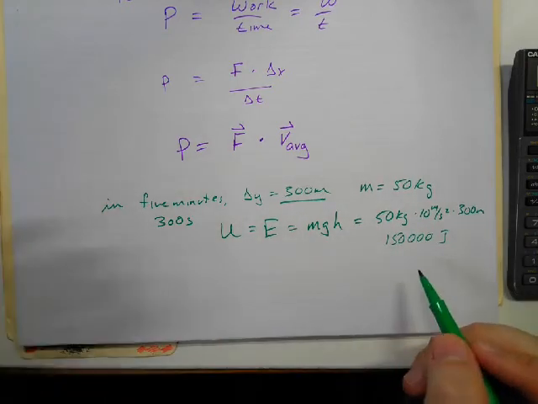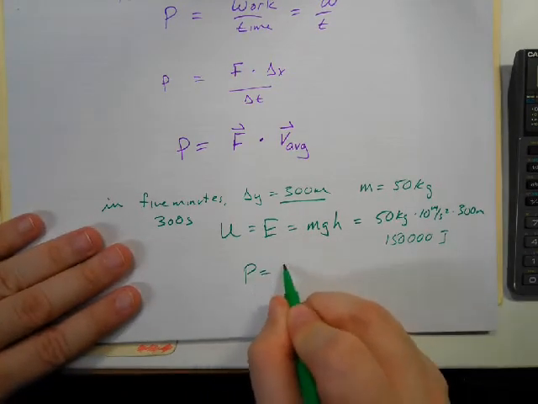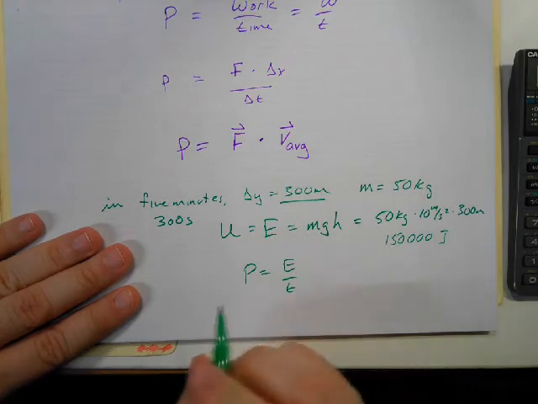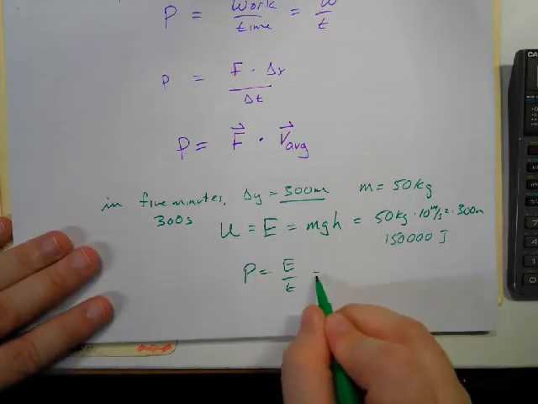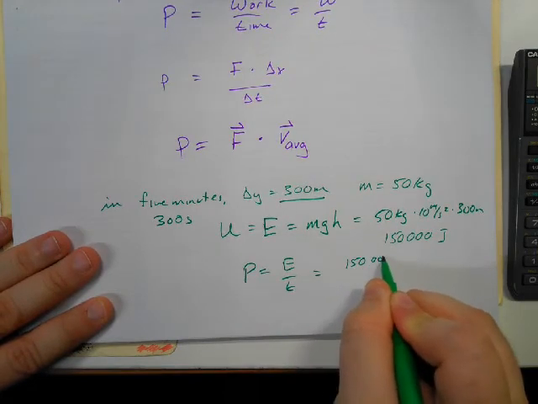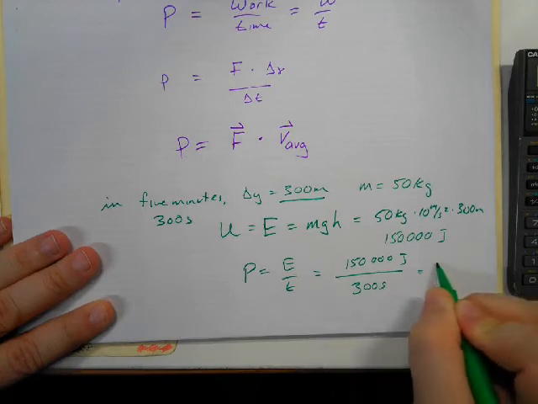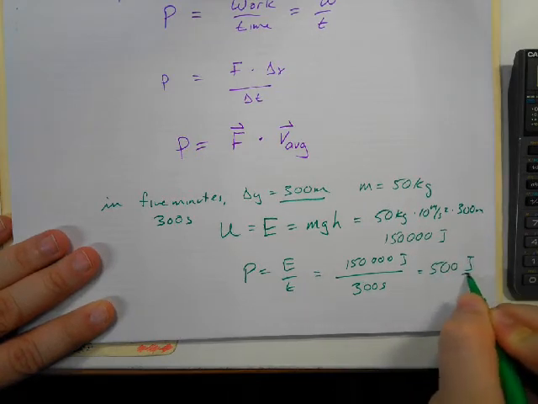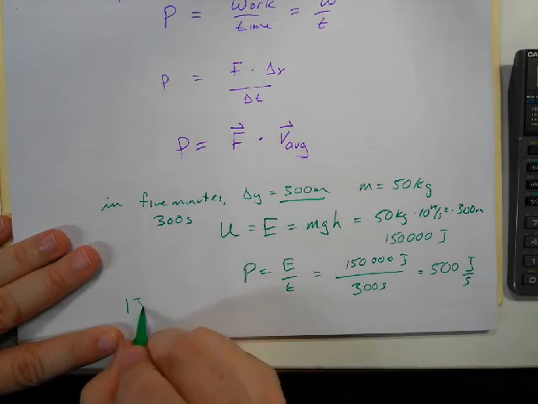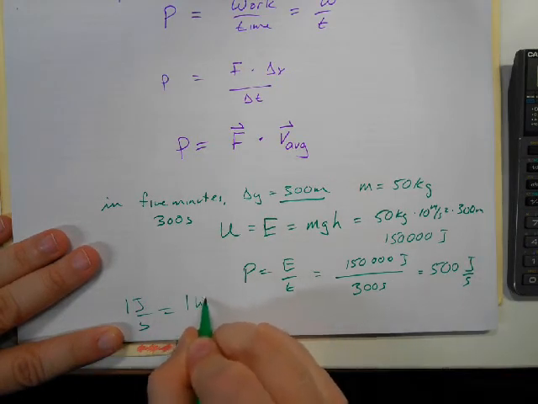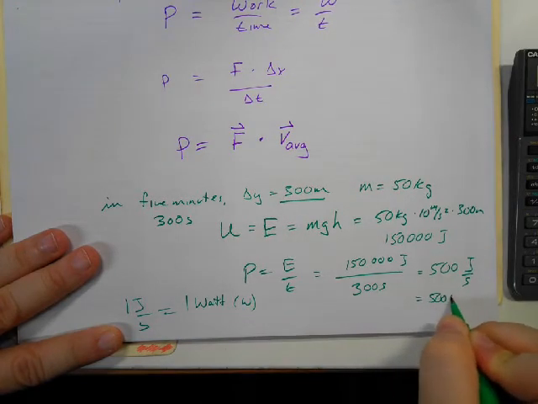Anyway, we've got this number here. We want to know the power. So the power is energy over time, or work over time, or force times velocity. But in this case, it's 150,000 joules over 300 seconds, which is 500 joules per second. There's a unit for this. 1 joule per second is 1 watt. So this is 500 watts.